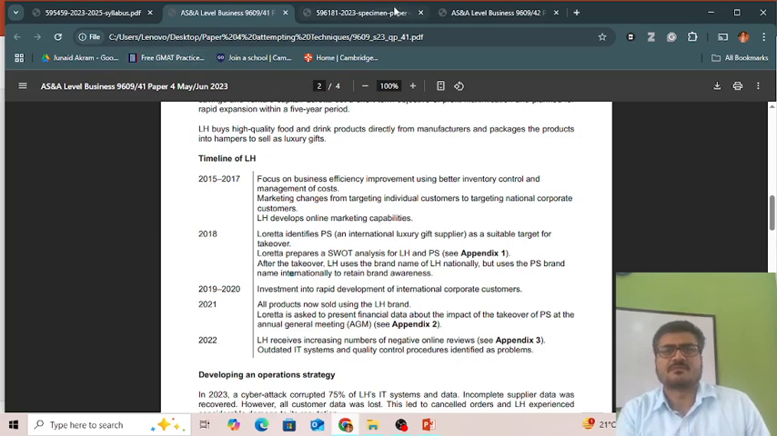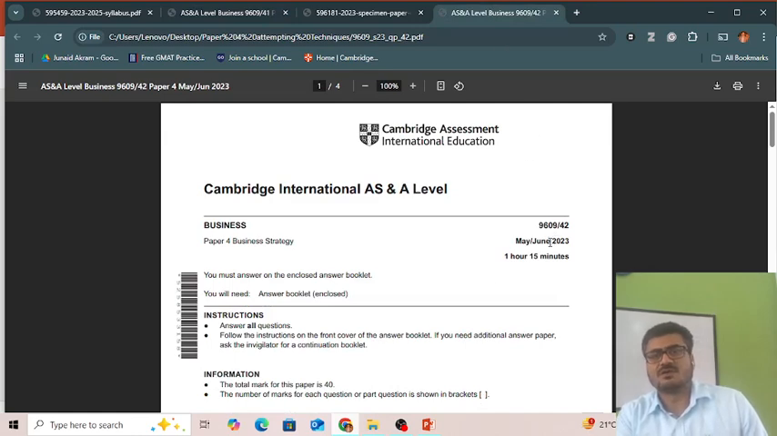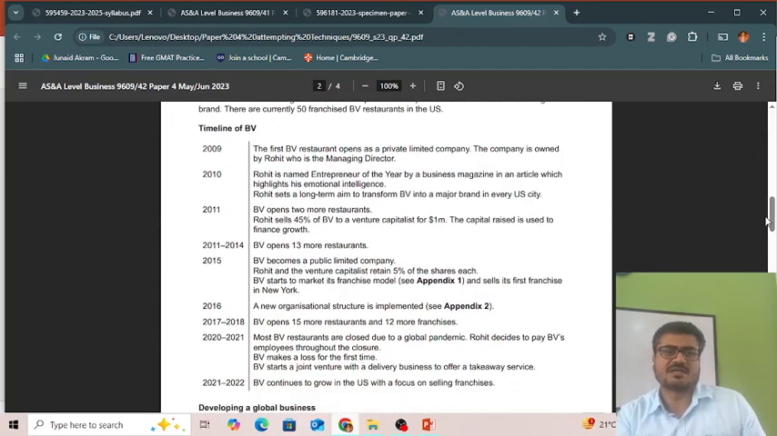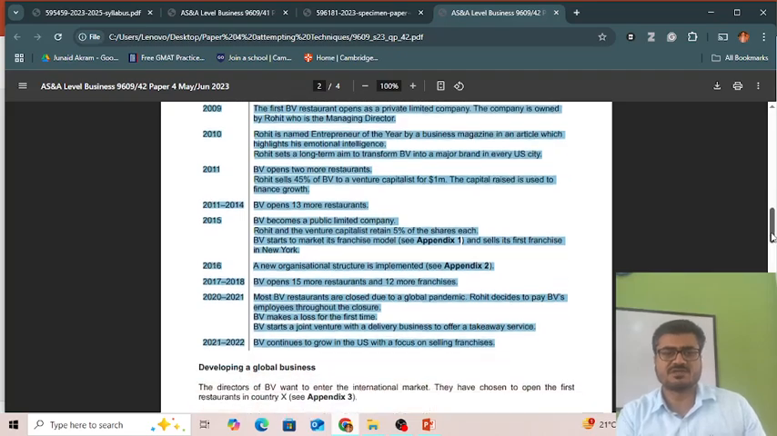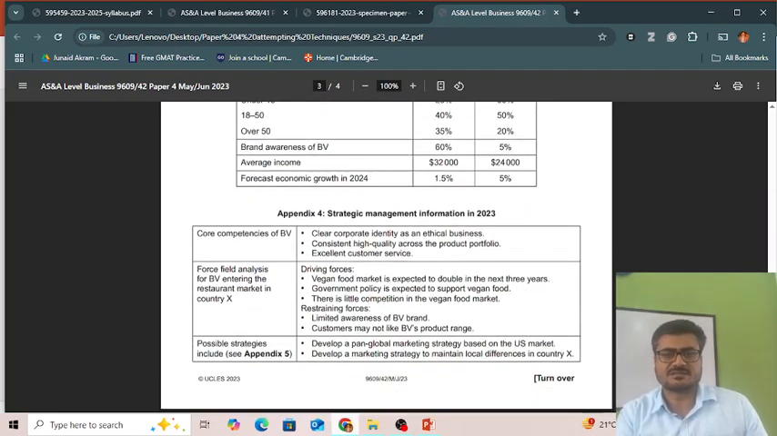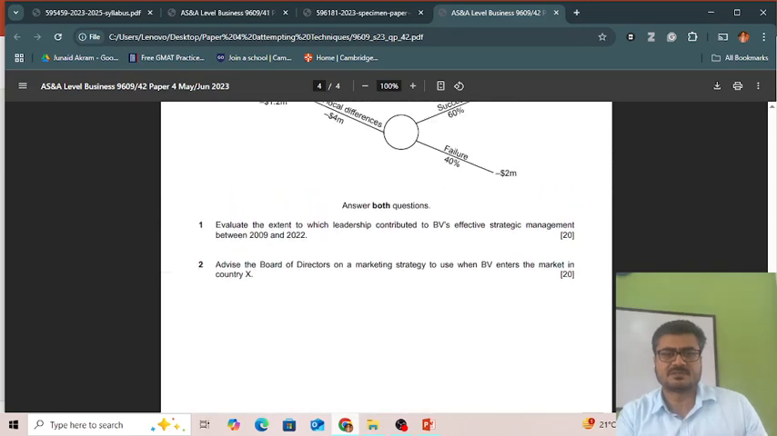Again, let me show you another paper that is also a May June 2023 paper, but this time it is variant 2. Here again we can see the timeline is being provided. The first question will always be based on this particular timeline, and we can see: evaluate the extent to which leadership contributed to BV's effective strategic management between 2019 and 2022.